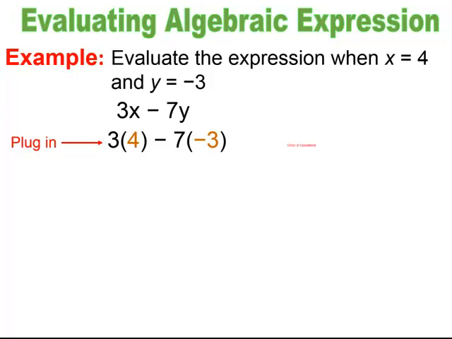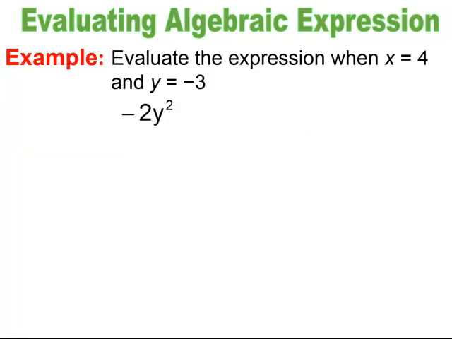So now this is where the order of operations comes into play, and I have to do, in this case, the multiplication first before I can do the addition or subtraction. So I'm going to multiply the 3 times 4, which will be 12, and then a negative 7 times a negative 3 is going to make that plus 21. So now I have addition and subtraction, so I add 12 to 21, and my solution here would be 33. So this is evaluation.